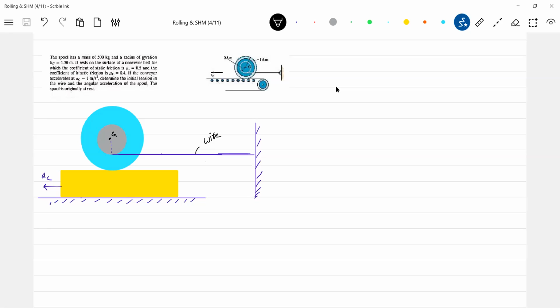Now, what are the forces that will be acting on it? So the string will become taut, so tension will be there. The plank or the conveyor belt will move. So what about that particular spool? This is a spool. So where is the spool?